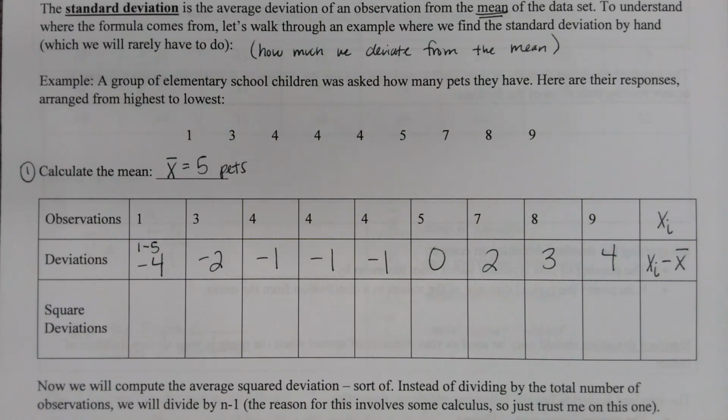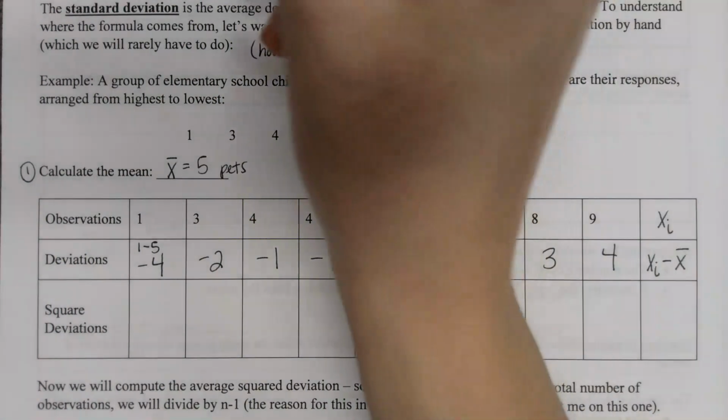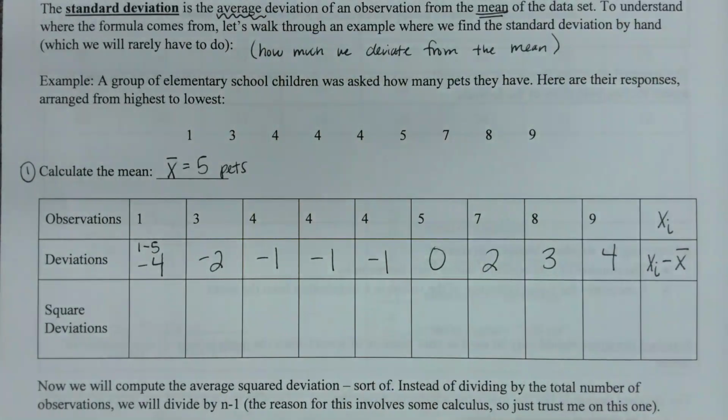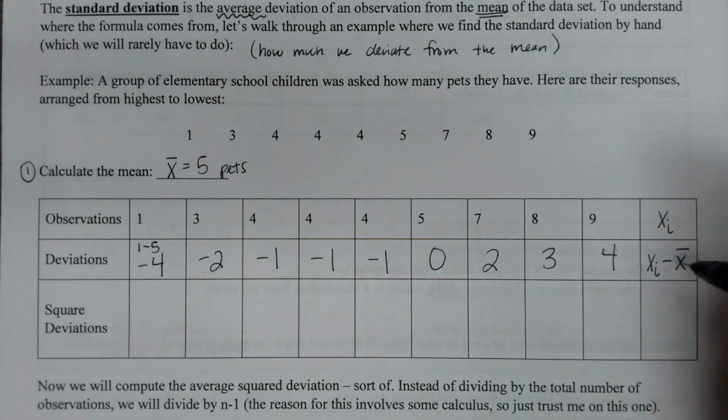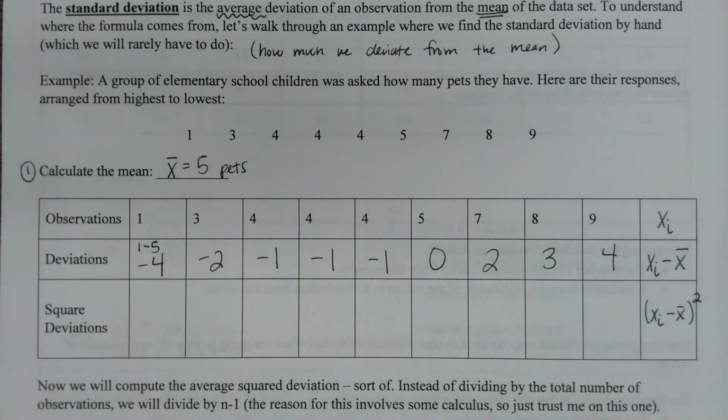So we can't just take those values, because every time it's going to be 0, we're deviating a 0 amount. We're trying to find the average deviation. So what we have to do first is square the deviations. We're going to take each of these values and square it. So I'm going to square each of those values.